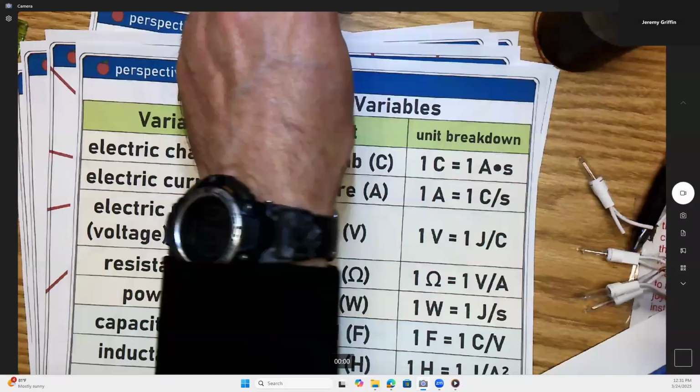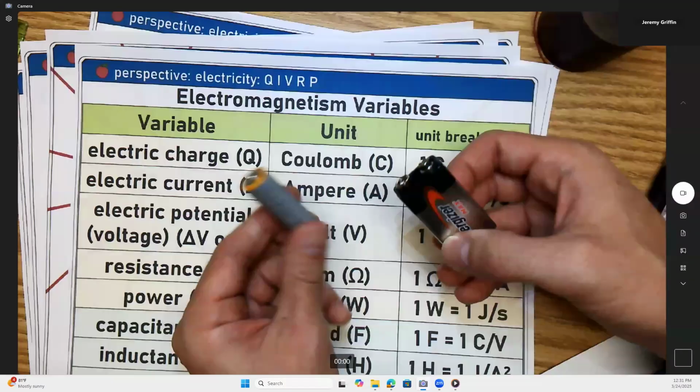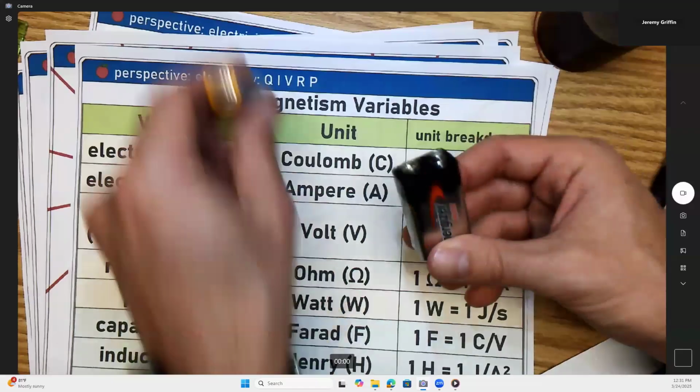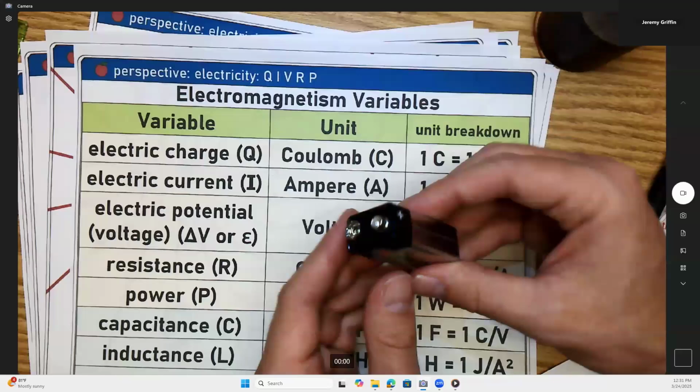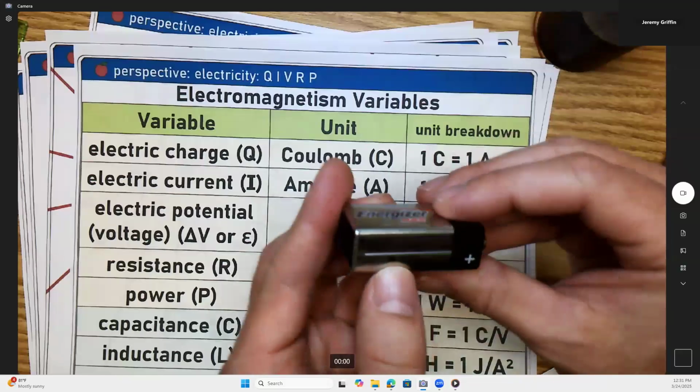Oh, so back to batteries. I've also got this boxy battery. Now remember this AA was 1.5 volts. Does anybody know how many volts is this big old boxy battery? It's more than that. Not quite. Close.